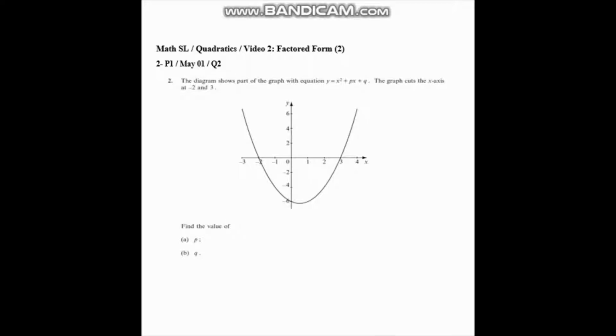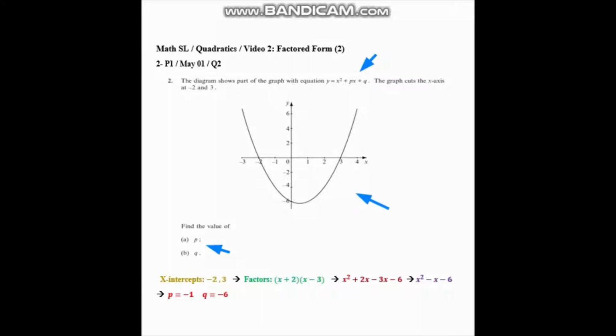So the next question that we shall tackle came in paper 1, May 2001, question 2. Kindly take a minute and attempt to solve, and the answer shall follow through shortly. So we are given the equation y equals x squared plus bx plus q, and we are required to find the values of p and q given this drawing right there.